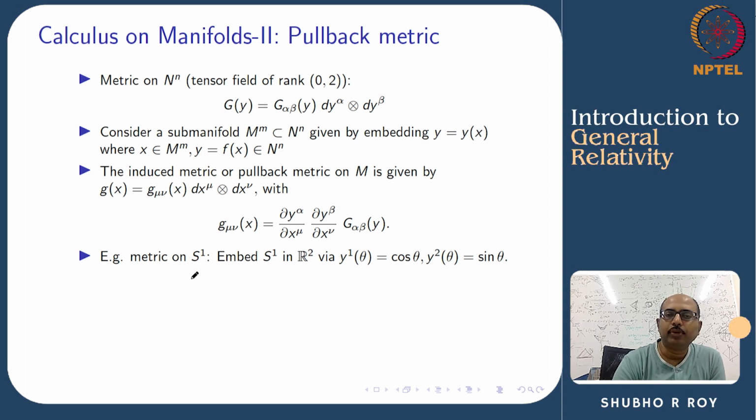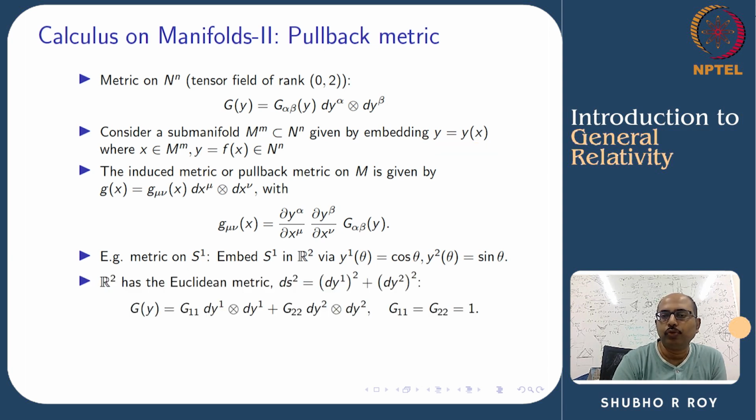And I'll give an example. I'll just follow up the same example we discussed before. We had embedded S1 in R2 via this map. Now instead of x, y, I'm using y1 and y2 because y is a function of x. So y is the higher dimensional space in which the mapping is done, R2. I'm using y1 and y2 as the coordinates, and this is the smooth map. And then we just apply the Jacobian rule to obtain the metric.